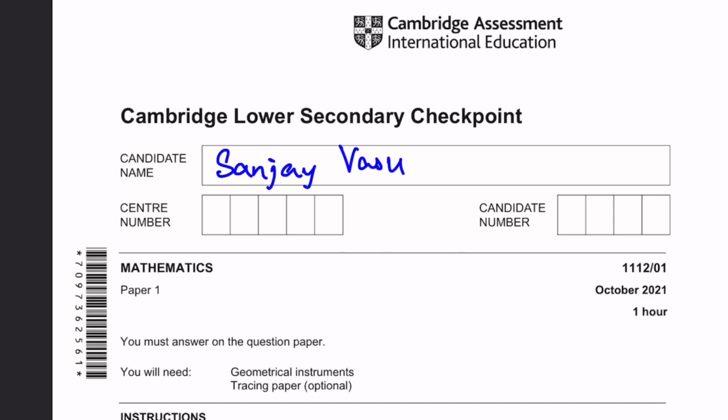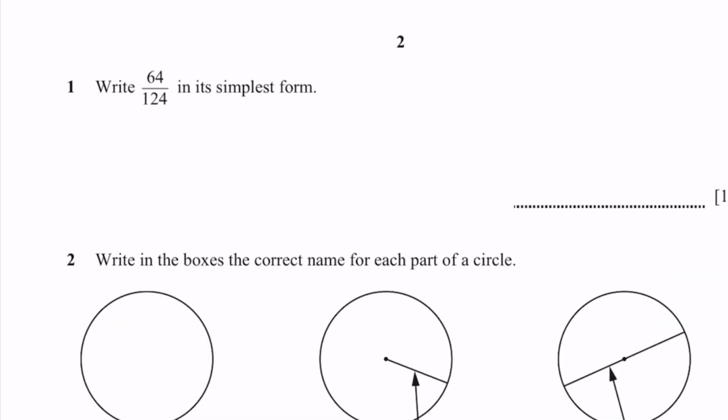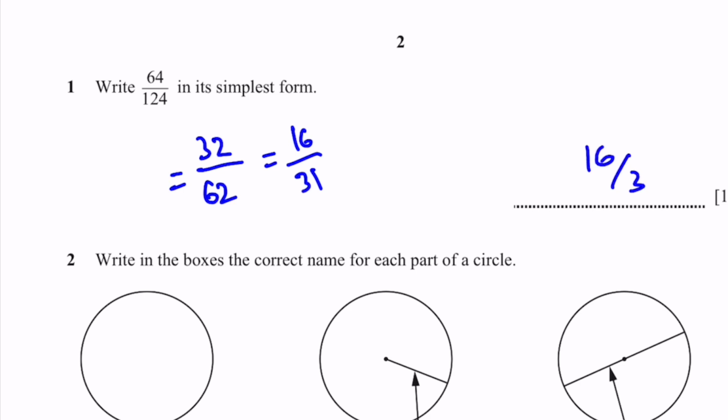This time we're going to see Cambridge Lower Secondary Checkpoint Mathematics Paper 1 for October 2021. Let's start. Question 1. Write 64 by 124 in its simplest form. That is quite simple because we just need to simplify it. So we divide by 2, it'll be 32 by 62, and that will be equal to 16 by 31. And that's the last amount we can simplify it. 16 by 31 is the answer.